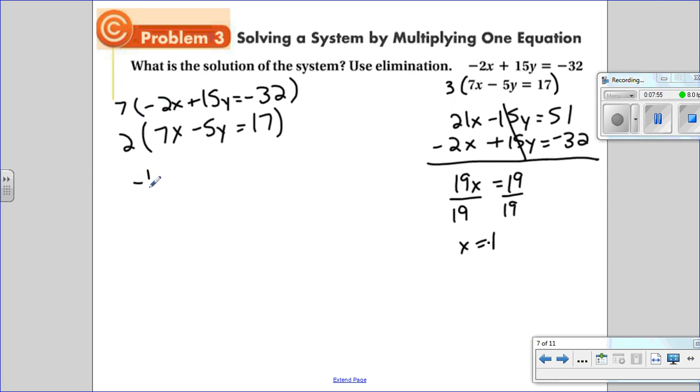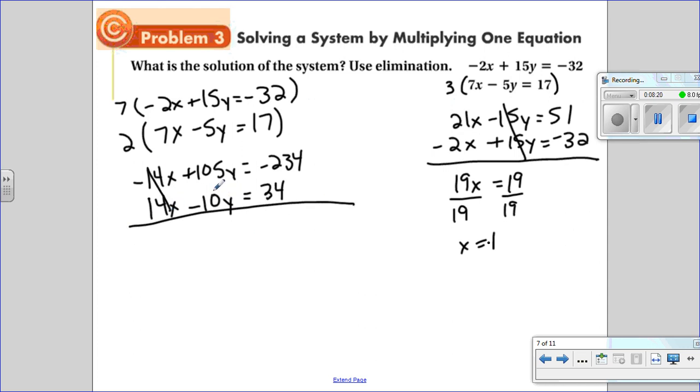So this becomes negative 14x. This becomes 105y. And this becomes 210 negative 234. This becomes 14y, negative 10y, and this becomes 34. Okay? These cancel. We are left with 95y equals negative 200.